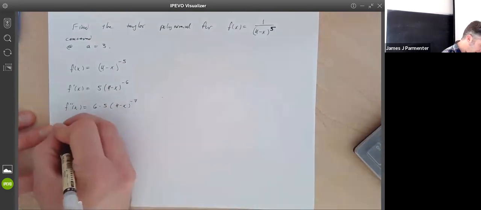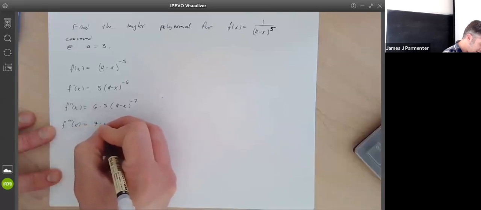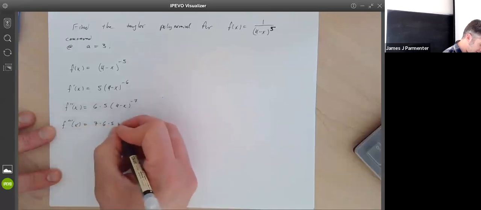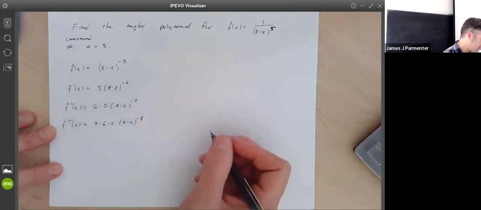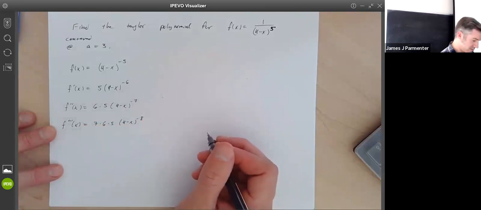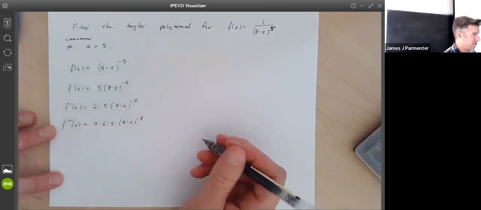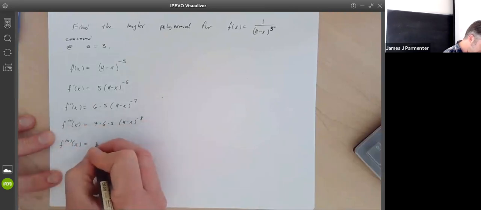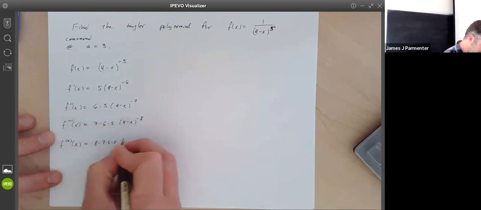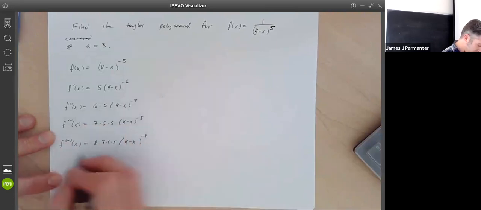We should definitely not simplify, because we want to see the pattern of writing the numbers out. The third derivative is 7 times 6 times 5 times (4 minus x) to the negative 8. I'm going to talk about another way of doing this because I just thought of one, but let's see this first. The fourth derivative is 8 times 7 times 6 times 5 times (4 minus x) to the negative 9, and so on and so on.